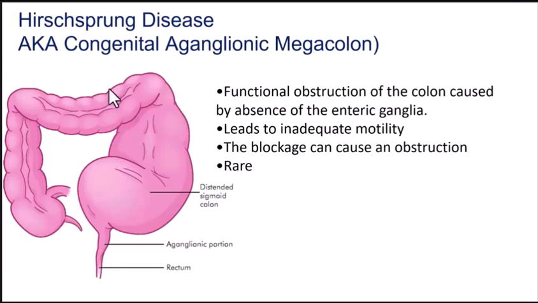And on our final slide, we'll talk about Hirschsprung disease, also known as congenital aganglionic megacolon. To break this up, congenital means that you're born with it. Ganglion, this is part of our nervous system, so aganglion would be lack of, and megacolon is just a large colon. So with this condition, it's considered a very rare obstruction.